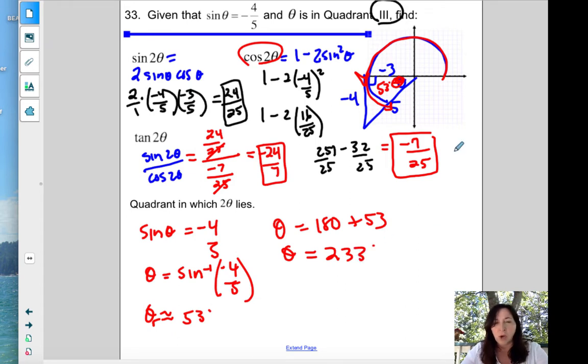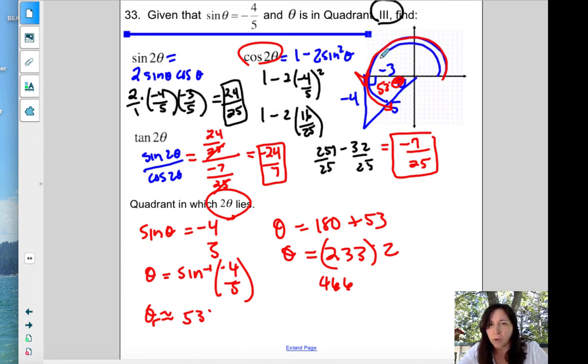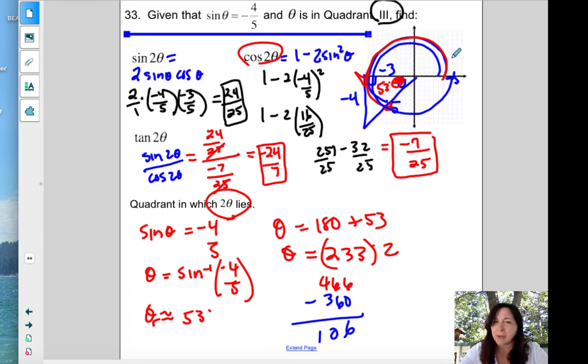So they want to know what quadrant I am in. For this problem, it's 2 theta, so I have to multiply this by 2. This times 2 is going to be 466. So what I actually need to do is go around. I'm going to go from here all the way around. That's 360. So subtract 360, I get 106. So now I'm here. So what quadrant am I in? I'm in quadrant 2.